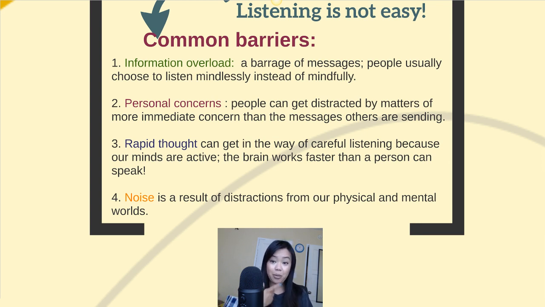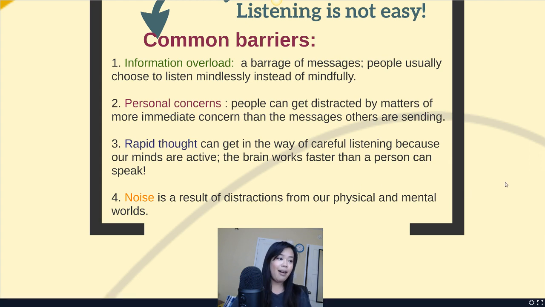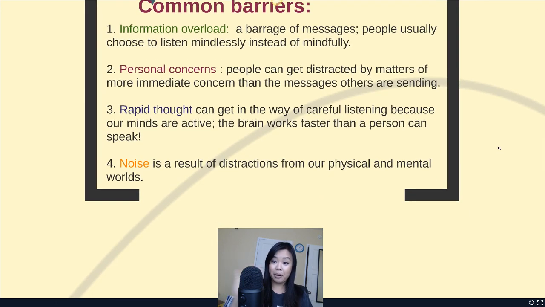we either are worried about what we're saying and we're only paying attention to what we're saying, or we are completely in our own world because we're wrapped up in our thoughts and not paying attention to what the other person is saying. And so rapid thought definitely impedes careful and mindful listening, because our brains are so active. They're going thousands of miles a minute sometimes. And the brain works so fast that you end up getting into maybe sometimes trouble, saying things that you wish that you want to pump the brakes on, but you can't yet, because of rapid thought.